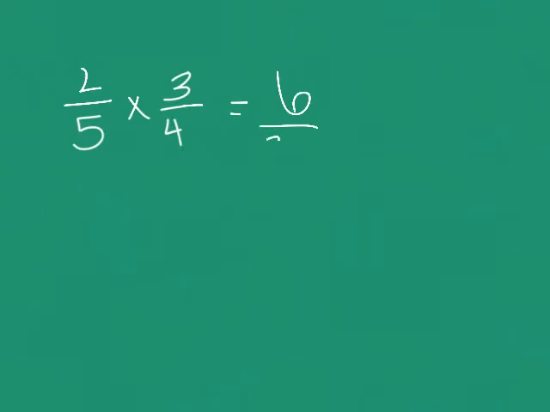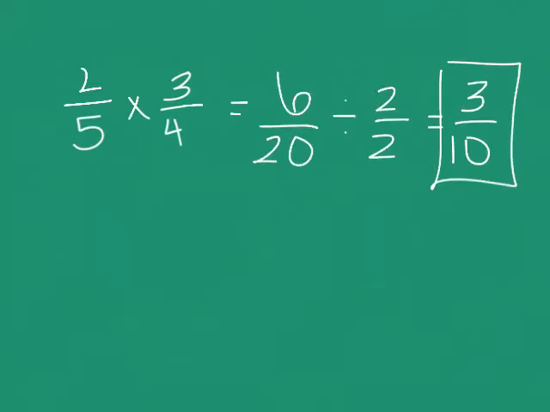Now we're going to multiply two fractions. 2/5 times 3/4. All we have to do is multiply just like before, our numerators and our denominators. 2 times 3 is 6. 5 times 4 is 20. Now both 6 and 20 share 2. 6 divided by 2 is 3, and 20 divided by 2 is 10. So the answer is 3/10.